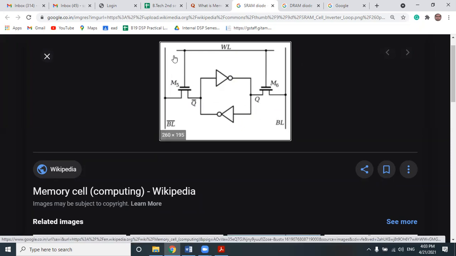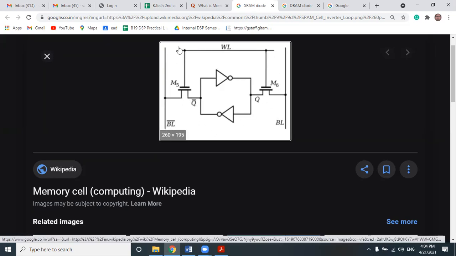Their emitter is connected with the bit line, and their collector is connected with two ends of the cross-coupled diode. I don't want to discuss the internal architecture or the internal working principles of this circuit. If you are interested, you can go through it. The circuit's working functions are also available on the internet, or in the notes which I have provided. So this is a single structure of a static RAM cell, an SRAM cell.